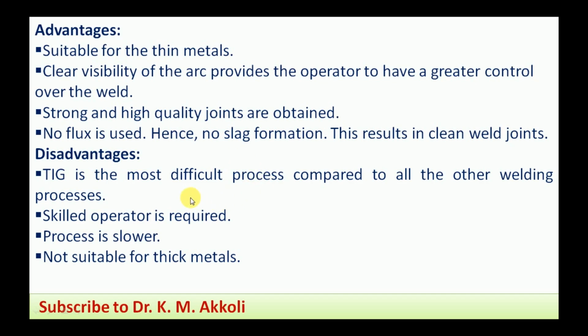The disadvantages: TIG is the most difficult process compared to all other welding processes. It is the most difficult because we have to add the filler material manually, and also control the gas and electricity, and that's why it is a difficult task. For that reason a skilled operator is required. The process is slower compared to arc welding, and not suitable for thick metals. TIG welding is suitable for thin metals only.